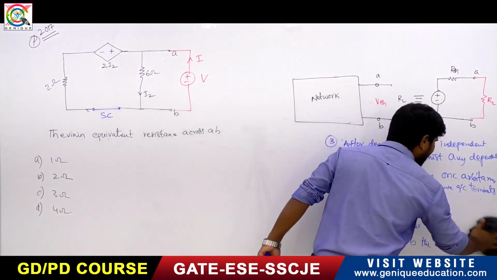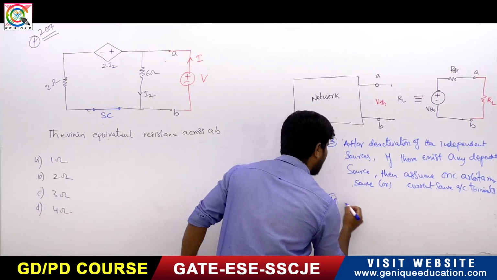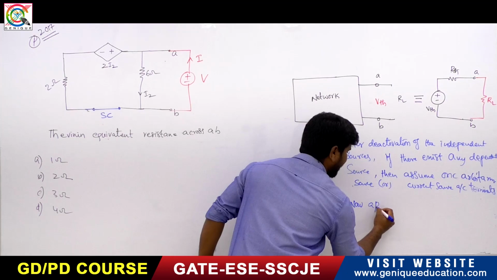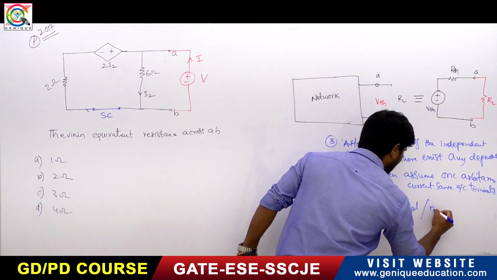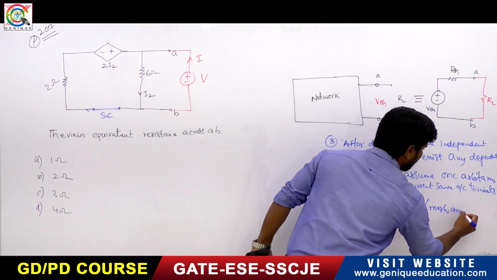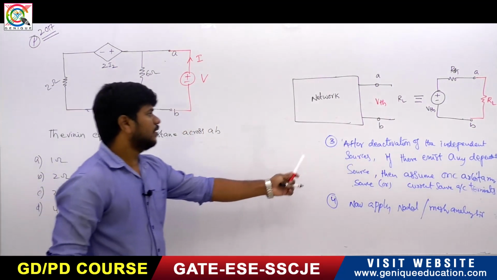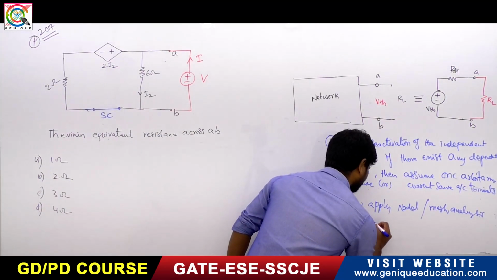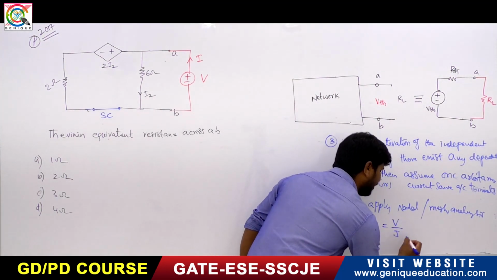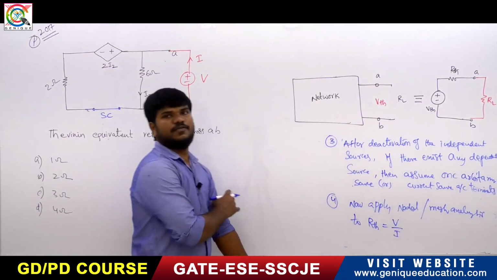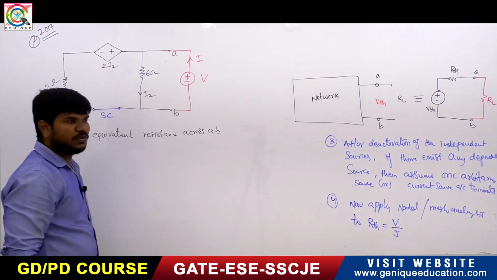Observe this. Next, the fourth point. What is the fourth point? Now apply nodal or mesh analysis. Nodal or mesh analysis, this is the fourth point, to find RTH. RTH is equal to V by I. So this is the important point we have to understand.